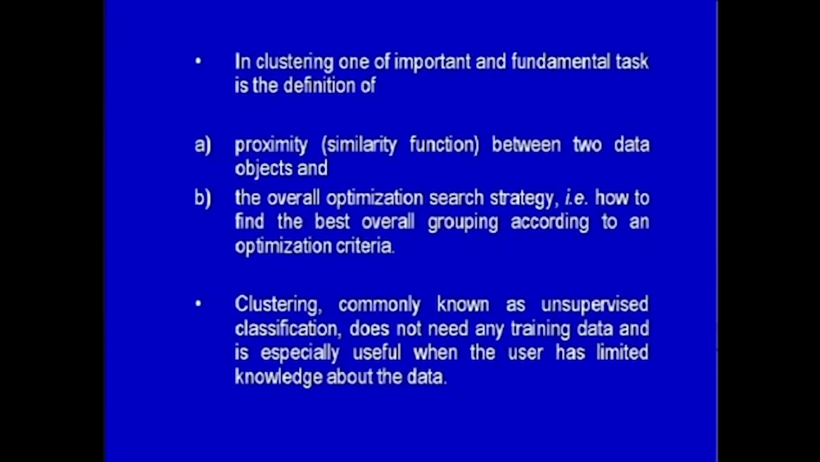In clustering, one of the important and fundamental tasks is the definition of a proximity or a similarity function between two data objects, and second, the overall optimization search strategy, that is how to find the best overall grouping according to an optimization criteria. Clustering, commonly known as unsupervised classification, does not need any training data and is specifically useful when the user has limited knowledge about the data.